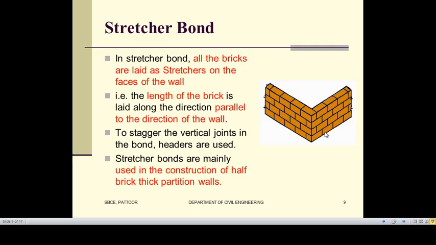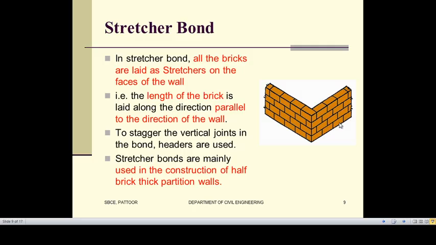Okay, see, this is the first course. All the stretchers of the individual units of the brick are seen when I am looking from here. This is the second course. In the second course also all the stretchers are seen. So all the bricks are laid as stretchers on the face of the wall. That is, the length of the brick is laid parallel to the direction of the wall. So this is the direction of the wall.